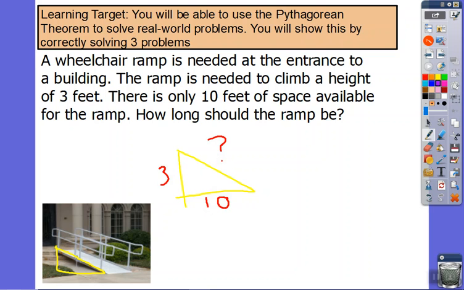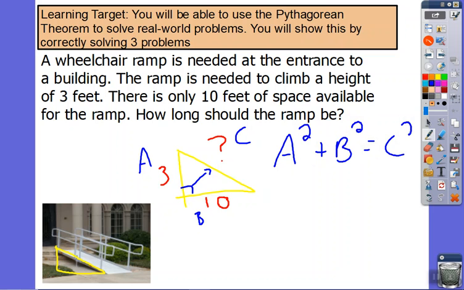Our next step is to label with A, B, C. So it works best if we do A as the smallest, B as the middle, and C as the hypotenuse, the longest side across from the right angle. We remember our Pythagorean theorem is A squared plus B squared equals C squared.